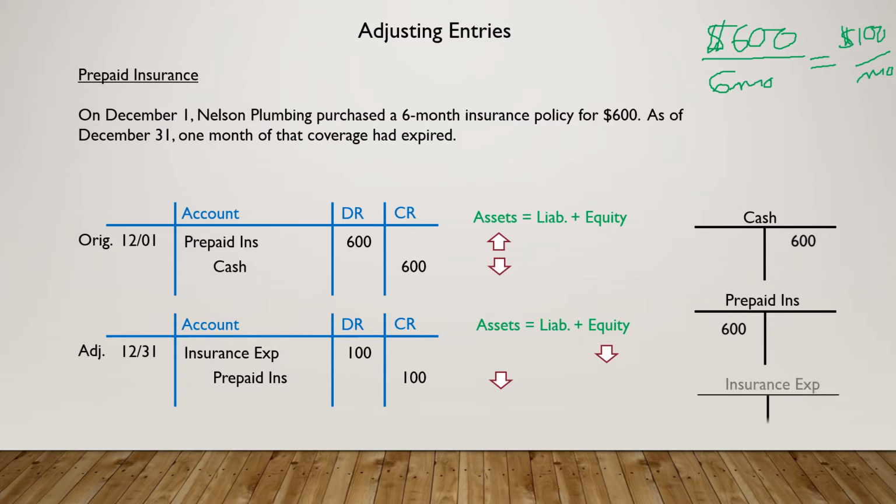Then post to the T accounts. Insurance expense gets that debit to its left column, and prepaid insurance gets a credit to its right column. Tabulate the balance in prepaid insurance, and we see that we have a $500 debit balance, the amount of 5 months of coverage still owed to us by the insurance company.